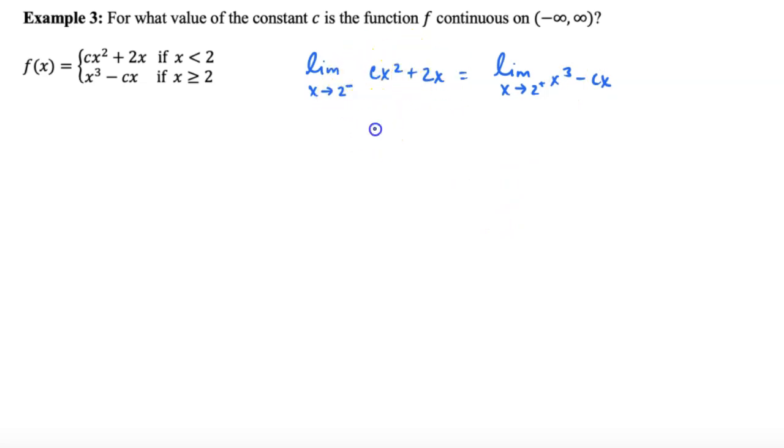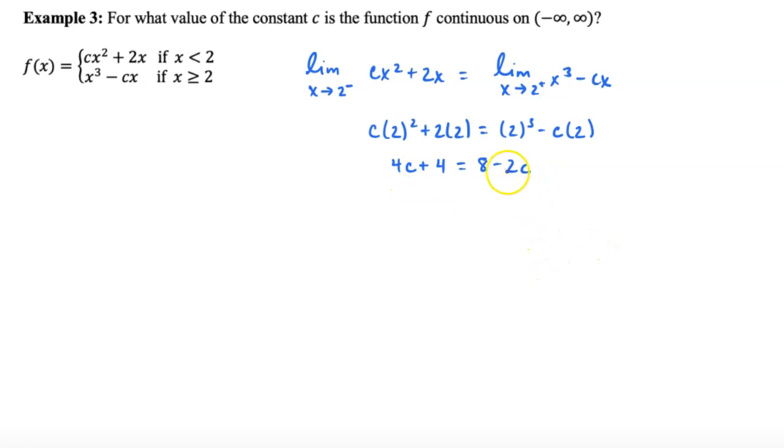And so now I can say that when I plug in this 2 from the left into my function, I'll get something that looks like c times 2 squared plus 2 times 2. On the right, when I have this limit as x approaches 2 from the right, again, I'm plugging in 2, and I get 2 cubed minus c times 2. Now I'm just solving this equation for c. These c values are going to make this a true statement. 2 squared is 4, and I get 4c plus 4 is equal to 8 minus 2c.